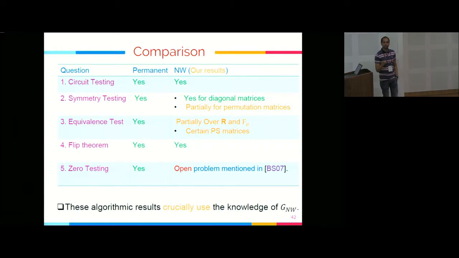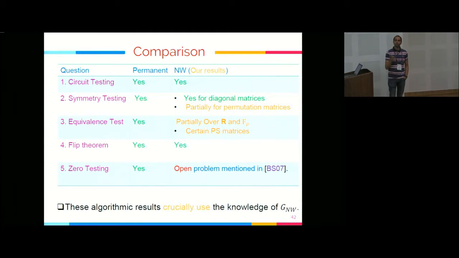And zero testing is known for permanent, but this is an open question for design polynomials, and this was mentioned in the work by Bogdanov and Safra. At this point, let me stress that many of these algorithmic results crucially rely on the knowledge of the group of symmetries of f. So the structural properties do help in designing such algorithms, and we'll see it after some time in the case of design polynomials.